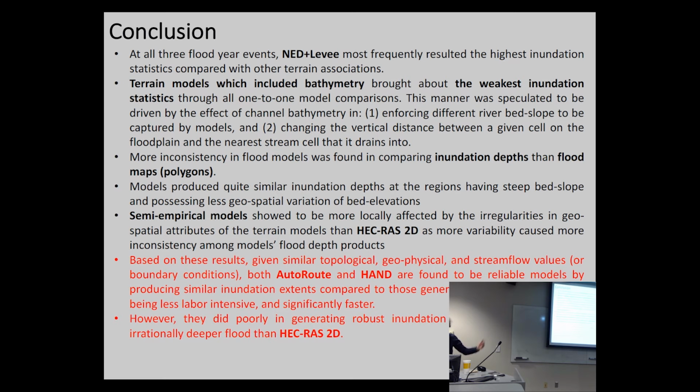And based on what we found, given similar topological, geospatial, and streamflow values or flow boundary conditions, both AutoRoute and HAN as semi-empirical models are found to be reliable models producing, at some point, similar inundation extent compared to those generated by HEC-RAS 2D, particularly for non-urbanized or less urbanized zones where you have less geospatial variation. But they did poorly in generating robust inundation depths, not maps, by offering irrationally deeper flood in general than HEC-RAS 2D. They produce deeper flood than HEC-RAS 2D.